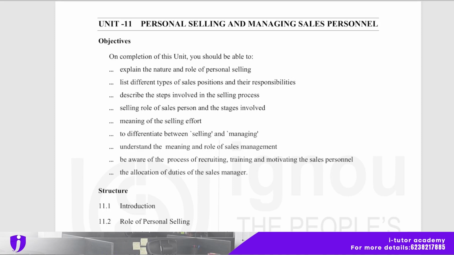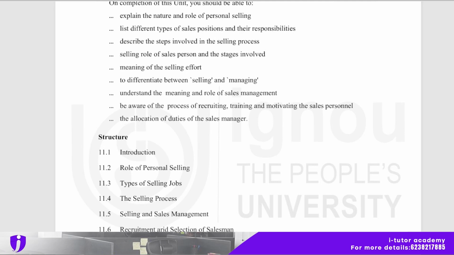It's from MMBC 006, and the objectives are to explain the nature and role of personal selling, list different types of sales positions and their responsibilities, describe the steps involved in the selling process and the selling role of the salesperson and the stages involved, meaning of the selling effort, and to differentiate between selling and managing, understand the meaning and role of sales management, be aware of the process of recruiting, training and motivating the sales personnel, and the allocation of duties of the sales manager.